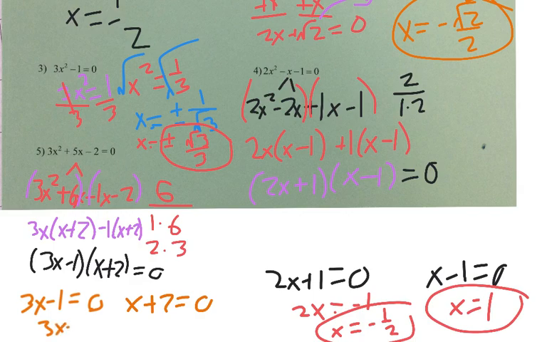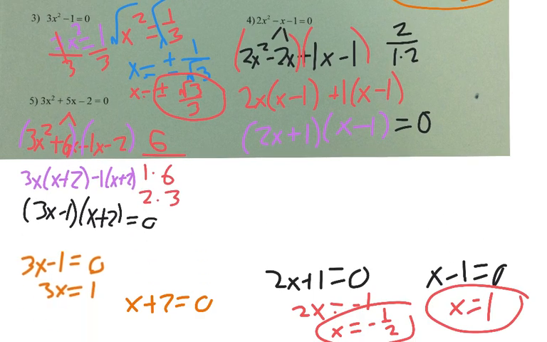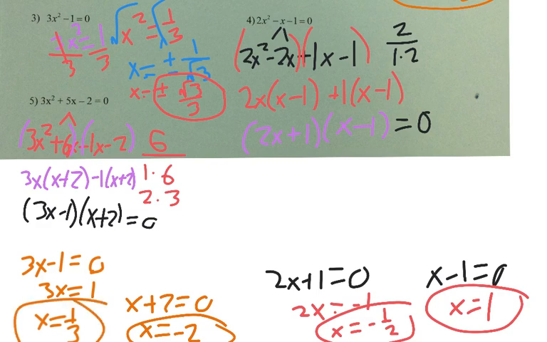So this would be 3x equals 1, which means x has to equal 1/3. Here, x equals -2. Those are my solutions.